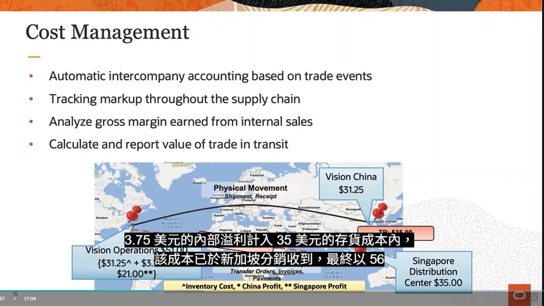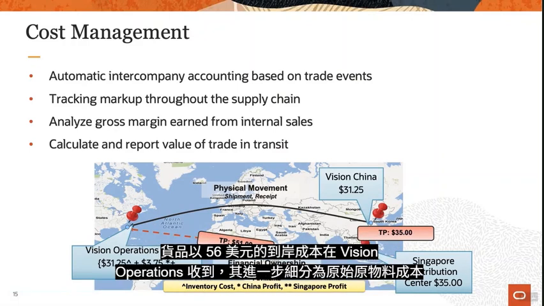Goods are received at Vision operations at a landed cost, which further breaks down to an original material cost of $31.25, an internal profit of Vision China included in inventory at $3.75, and an internal profit of Singapore distribution inventory at $21. This screenshot shows cost accounting for internal material transfers.